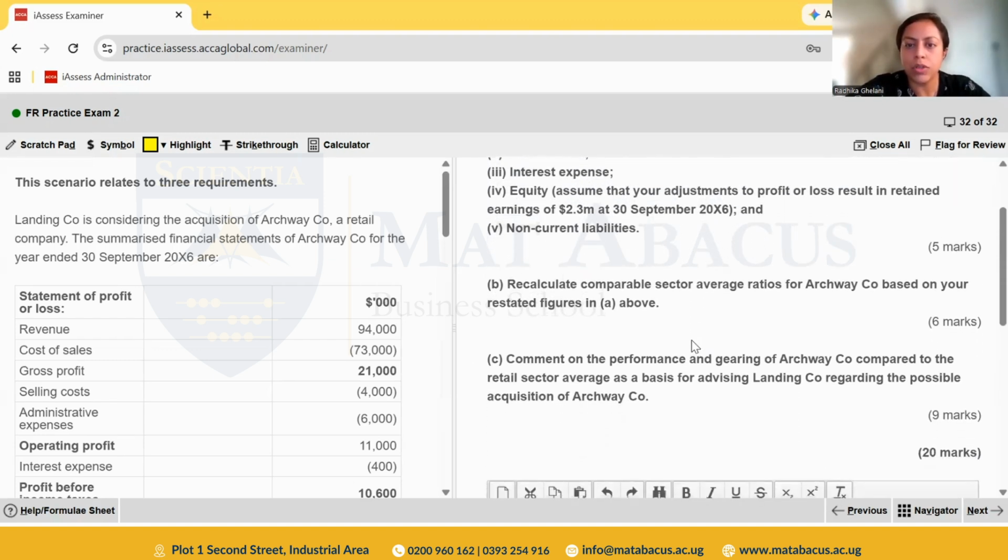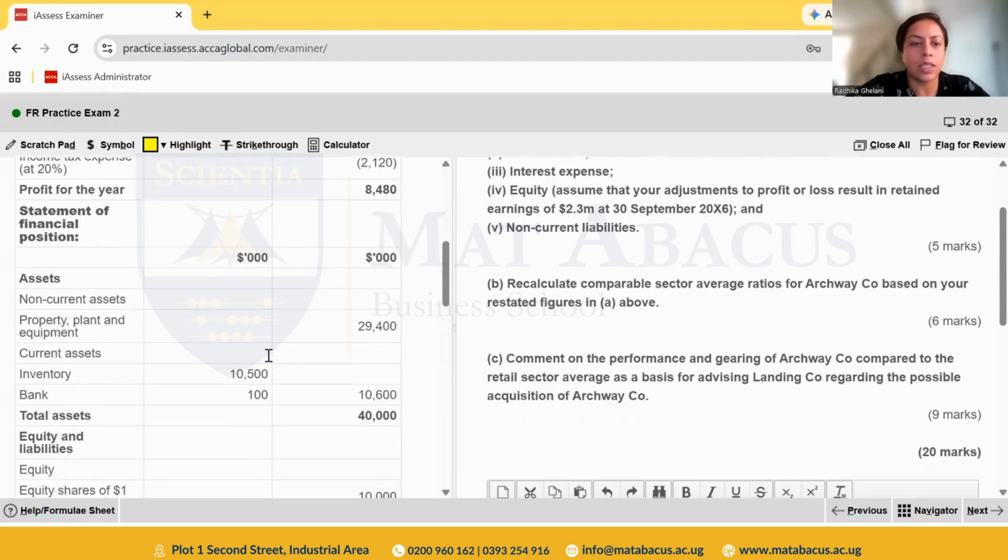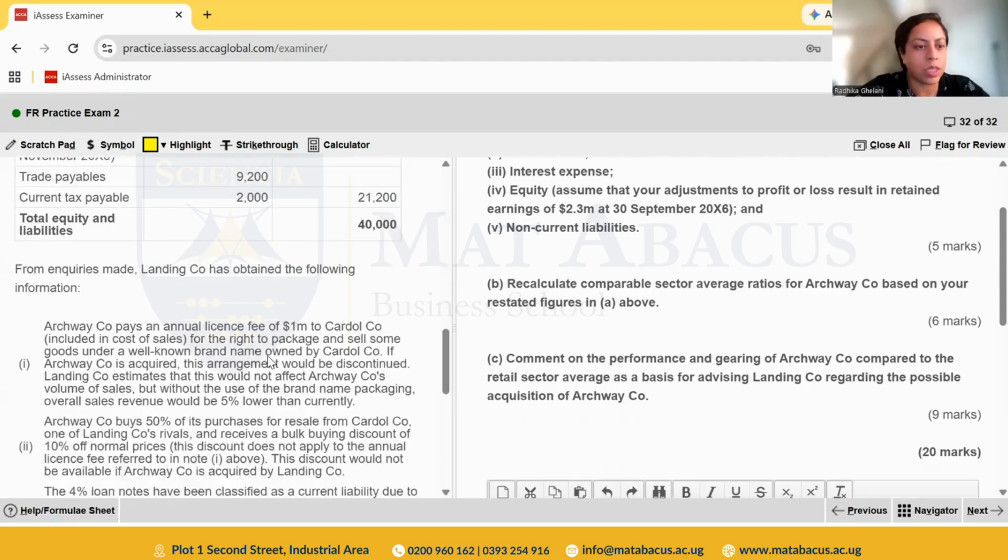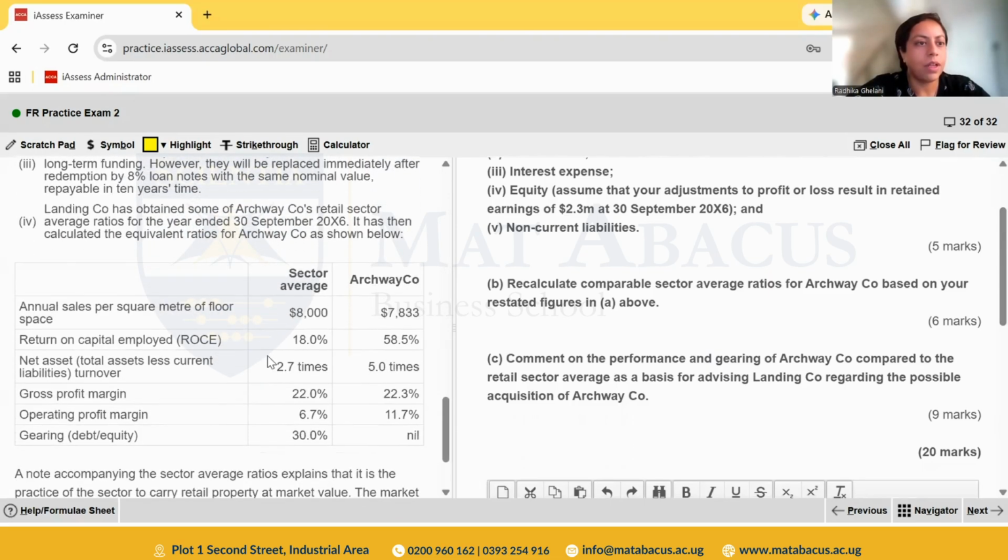Part B has asked us to recalculate comparable sector average ratios for Archway Company based on our restated figures in A above. So let's see the sector ratios. They must have given you some ratios down. Yes, they have. Okay, you can see they've given you some ratios. We're supposed to recalculate all these using our adjusted figures in A. And that's 6 marks for recalculating the ratios.